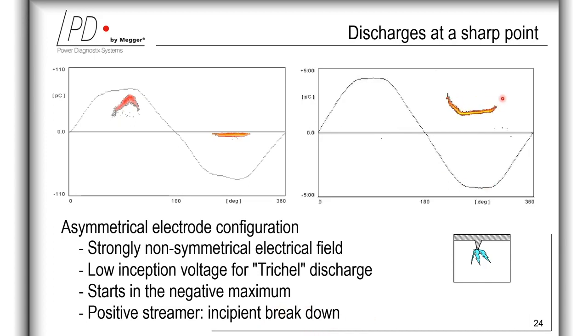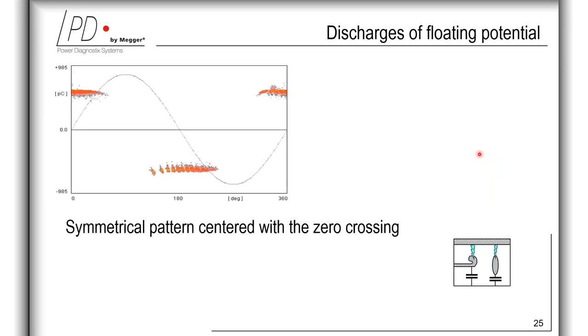And with the figure on the right-hand side, you still see a Trichel discharge, but here the magnitude of the applied voltage is much higher compared to the figure on the left-hand side. So discharges of floating potential. This is another discharge activity with metallic surfaces. When we talk about metallic surfaces, we should consider that there are always available starting electrons, and immediately.